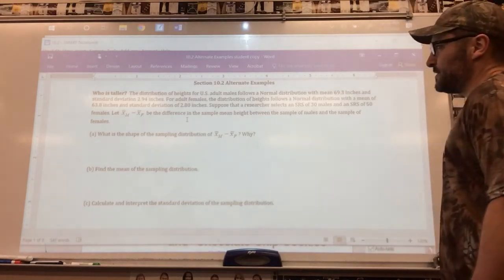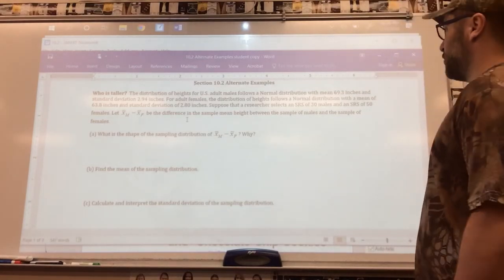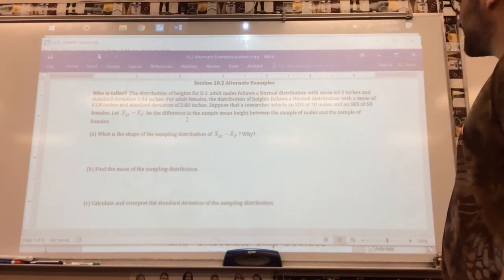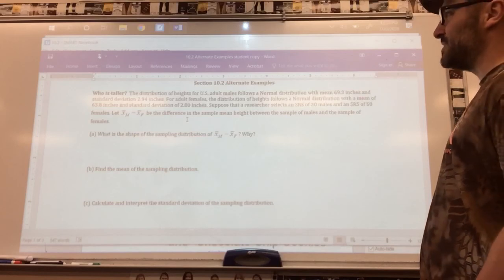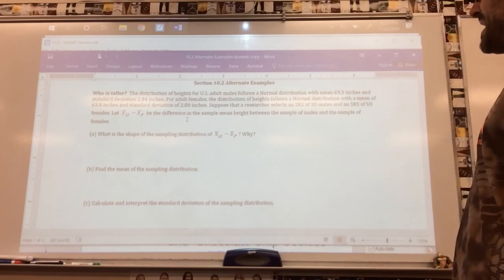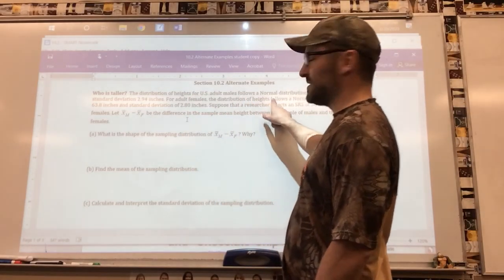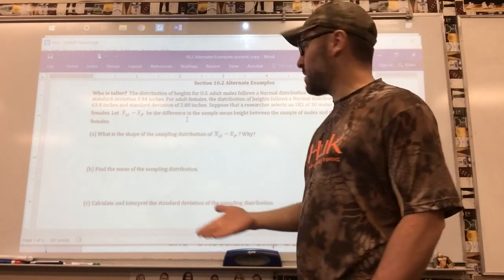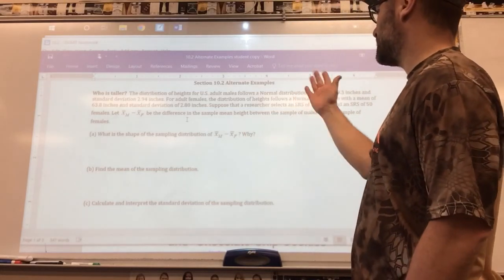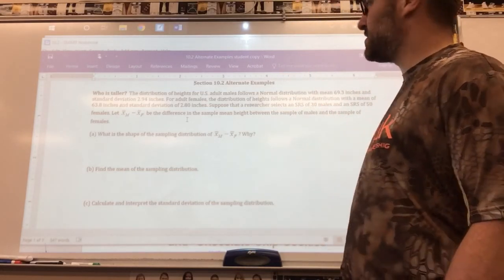Who is taller? The distribution of heights for U.S. adult males follows a normal distribution with a mean of 69.3 inches and a standard deviation of 2.94 inches. So this says of all U.S. adults. This isn't even an S sub x problem. We don't even have to do t distributions. I think it's the population numbers.